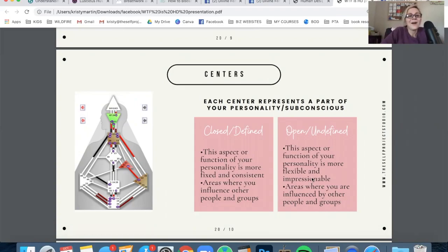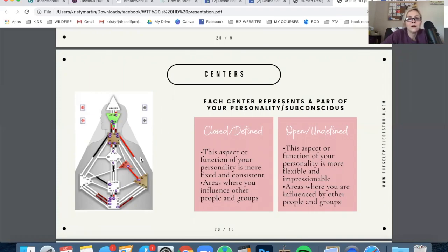Centers. So now you can actually see what I'm talking about. These are the shapes here. So we've got the triangle, the upside down triangle, square, a diamond, like an isosceles triangle. Is that what they're called? I don't know, I don't math anymore. Sideways triangles, squares. So these are your centers, and each center represents an energy center. Each represents a part of maybe your personality, your subconscious. It's tied to actual physical aspects.